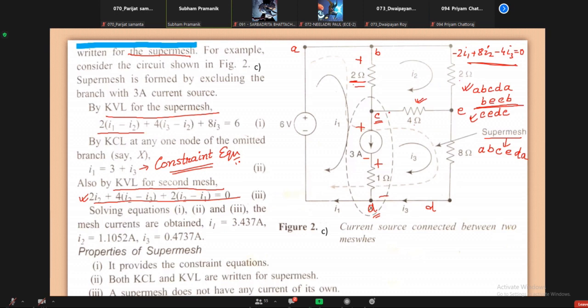Remember I said once that it is a virtual exclusion. In reality the branch stays there. It is just a method. That does not mean that you are withdrawing this branch and I1 will suddenly leak into this mesh. No, not that. So see which branch currents are there. Through 4 ohm, which currents are flowing? I2 and I3. So 4 into I3 minus I2.